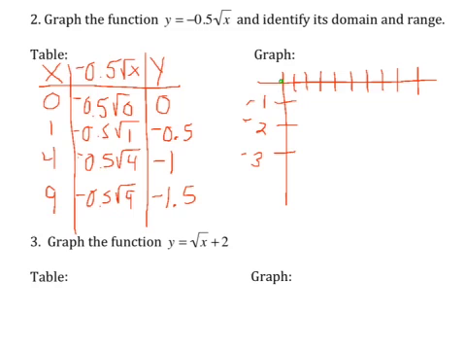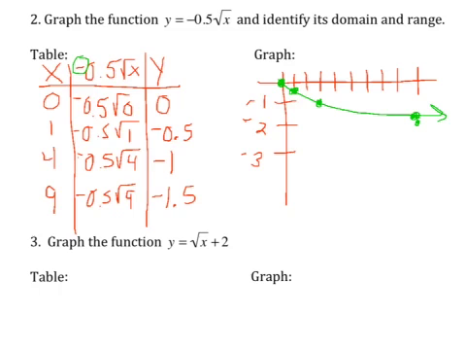So we had our first point at 0, 0, our second point at 1, negative 0.5. The next point is at 4, negative 1. And finally, our point is at 9, negative 1.5. All right, even though maybe our points might be a little bit off, we still want to make this look like a curve. So what happened was we kind of got an upside down square root function. And that's okay. That will happen whenever we have a negative symbol out in front.